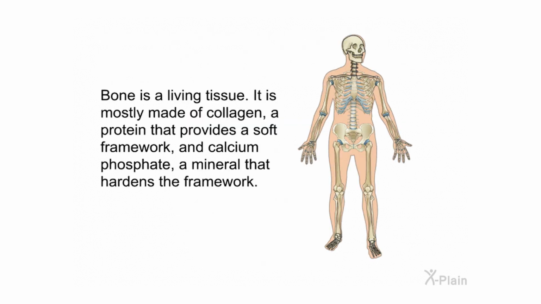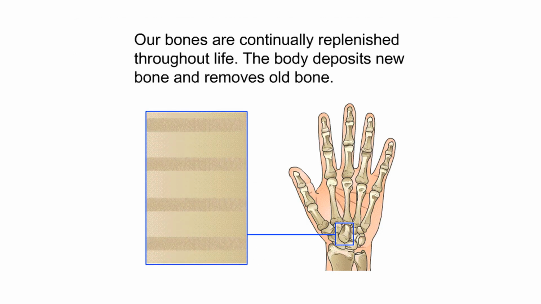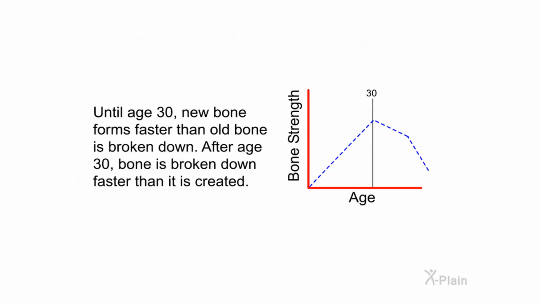Osteoporosis. Bone is a living tissue. It is mostly made of collagen, a protein that provides a soft framework, and calcium phosphate, a mineral that hardens the framework. Our bones are continually replenished throughout life. The body deposits new bone and removes old bone. Until age 30, new bone forms faster than old bone is broken down. After age 30, bone is broken down faster than it is created.